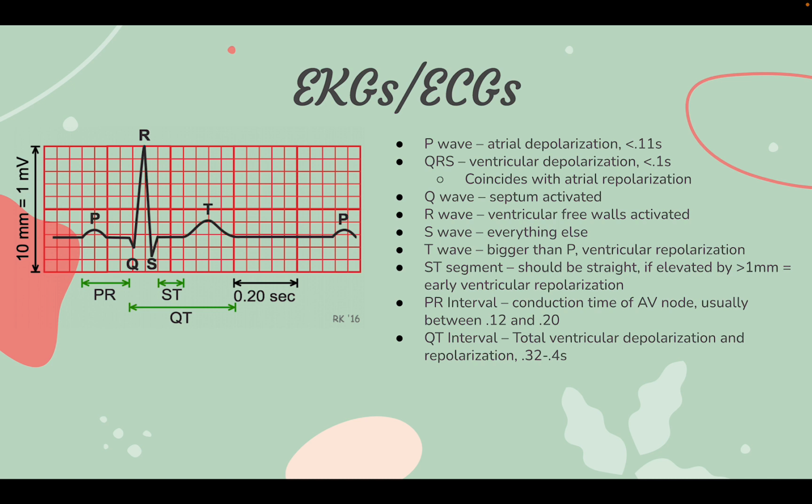If you've been watching Grey's Anatomy or something, you've heard them say something like ST elevation or STEMI in relation to a heart attack. They're talking about a heart attack where there is an elevation of this segment. And then the PR interval, between here and here, is the conduction time of the AV node, usually between 0.12 and 0.2 seconds.